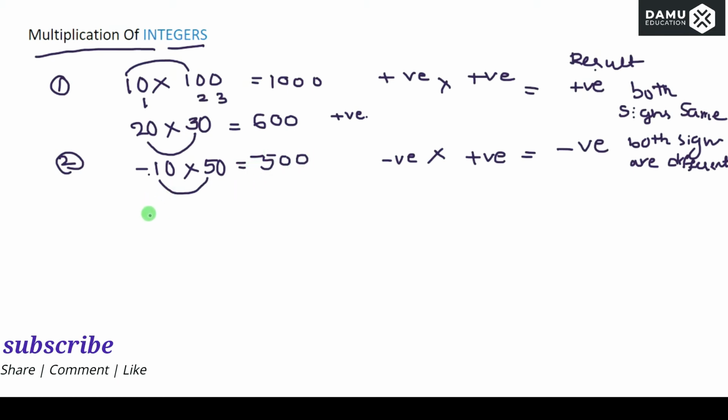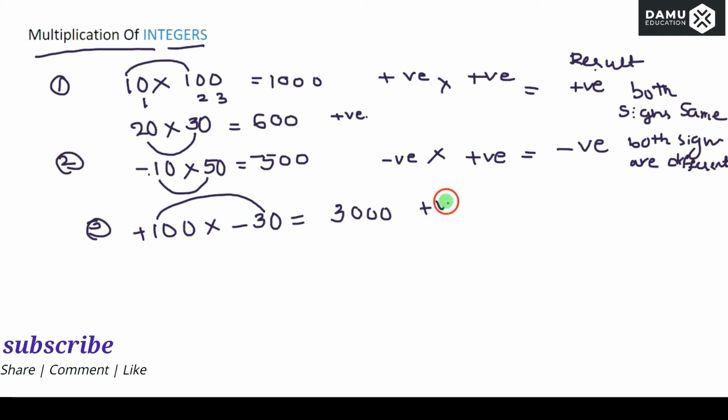Then we'll see the third case. First one, let's write 100 into minus 30. So 100 into minus 30, here positive. What we have to do is multiply 1 into 3 first, that is 3. Then how many zeros? 1, 2, 3 zeros are there. Just add 3 zeros. So here positive into negative, we will get minus. Why? Because both signs are opposite. If both signs are opposite, then we'll get a negative resultant.